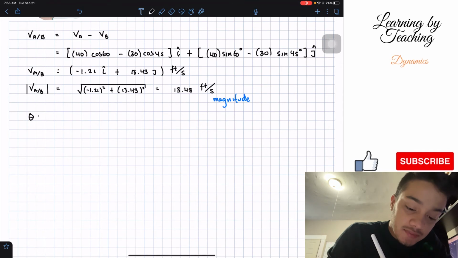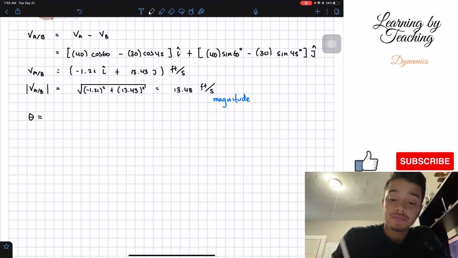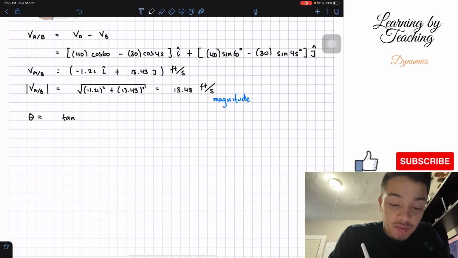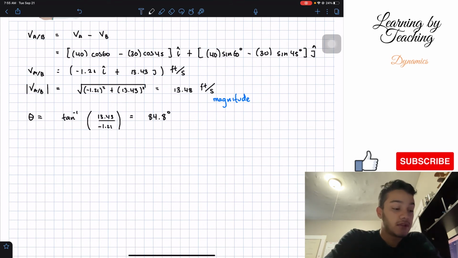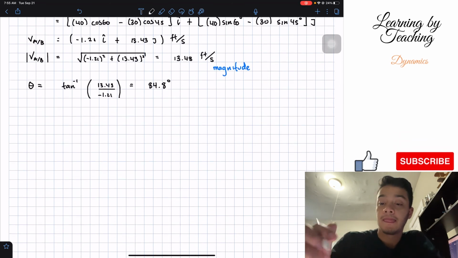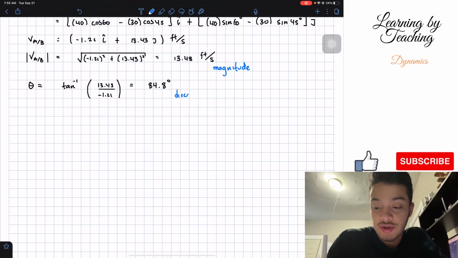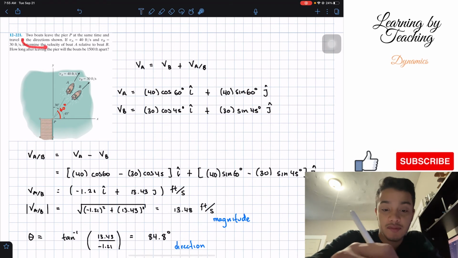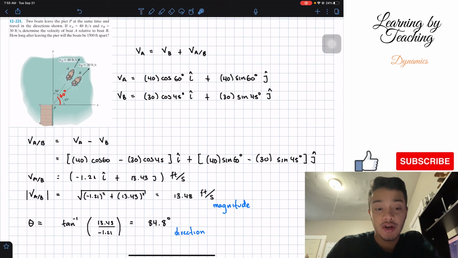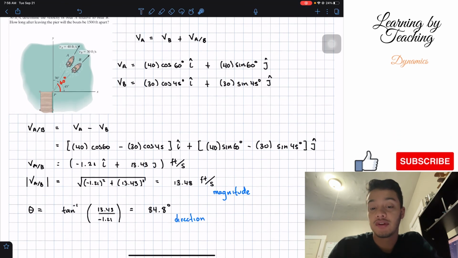So I'm going to assign theta to be the direction of this vector, and we're going to do the inverse tangent. Well, tangent is the opposite, 13.43, over the adjacent, which is negative 1.21. If we plug this into our calculator, we will get 84.8 degrees, okay? So that's the direction of this velocity. So let's put that in. This is our direction, and we're done with the first question, which was to determine the velocity of boat A relative to boat B, right? The second question is how long after leaving the pier will the boats be 1,500 feet apart?